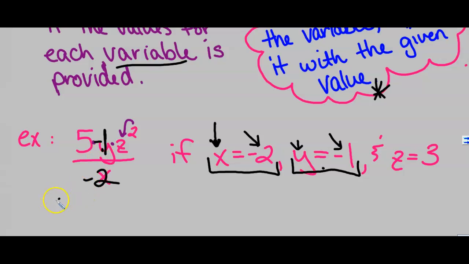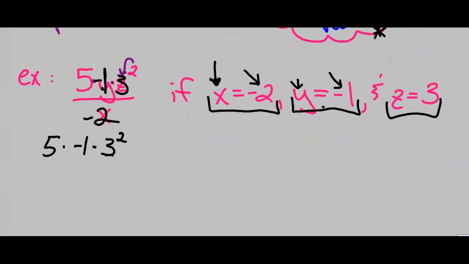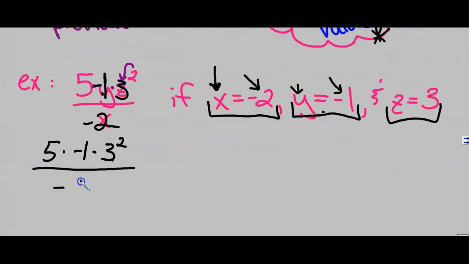So now we have 5 times negative 1, now z. Z is equal to 3. Well, I see a z right here. I'm going to put a 3 right there, z, or 3 squared, all of that over -2.